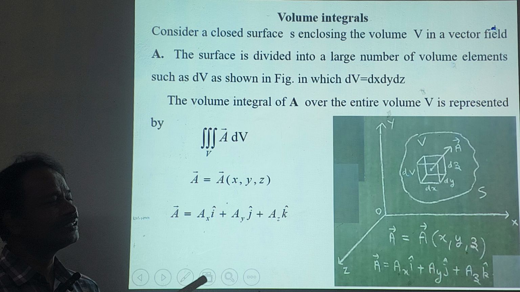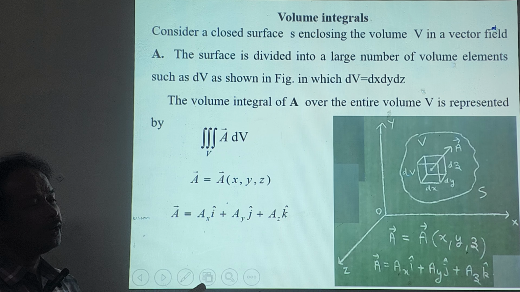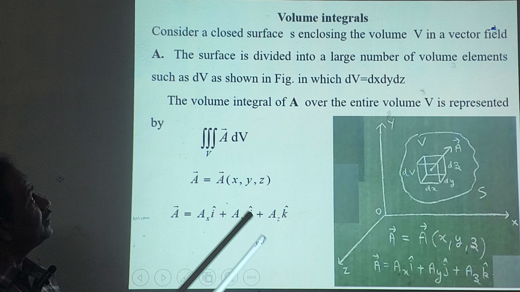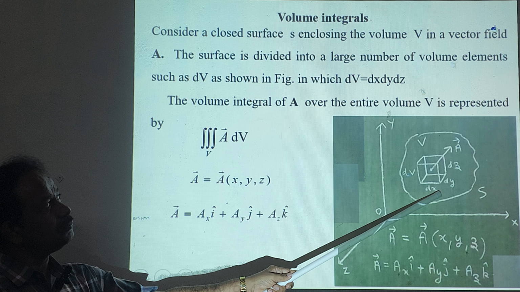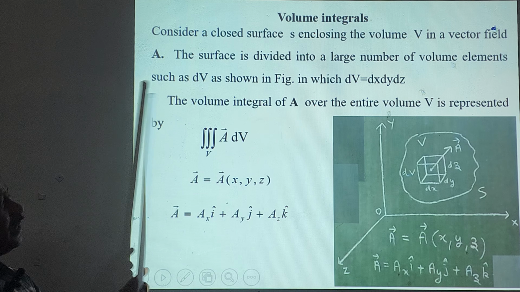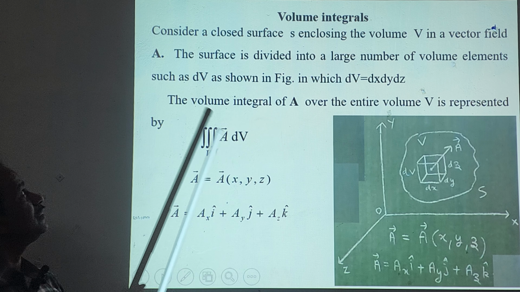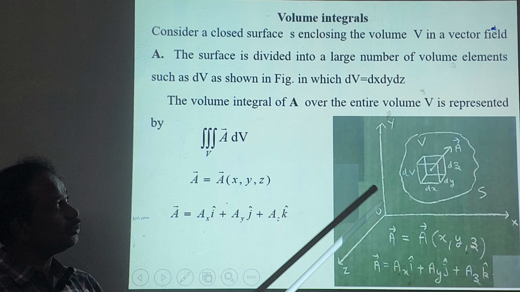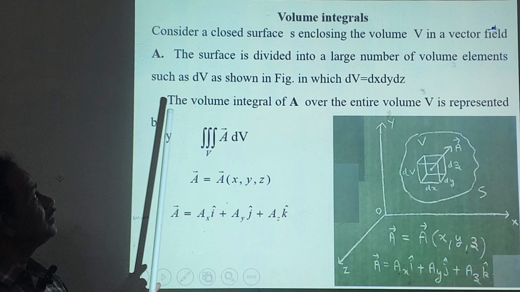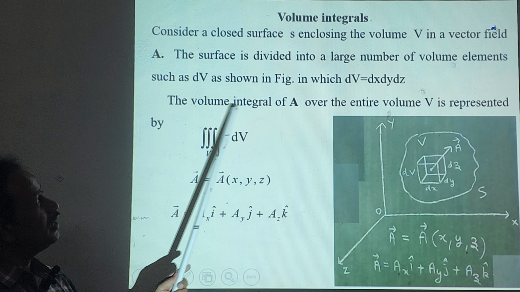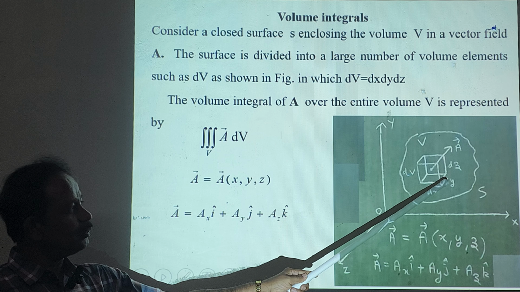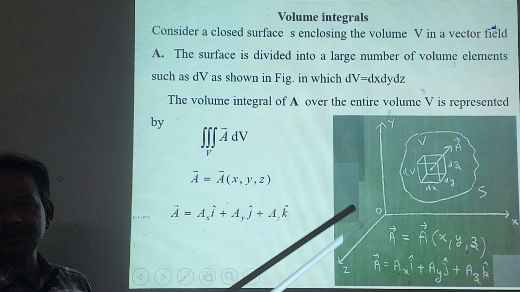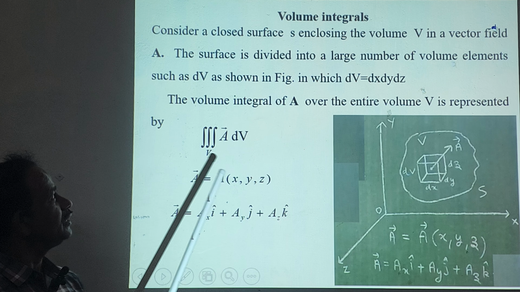Good morning, students. Today we shall discuss volume integrals. Consider a closed surface S enclosing the volume V in a vector field A. So your vector field A is here. The surface is divided into a large number of volume elements such as dV, as shown in the figure, where dV is nothing but the product dx dy dz.